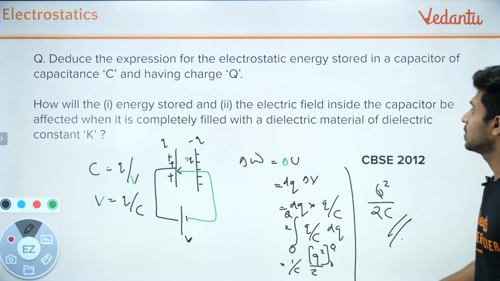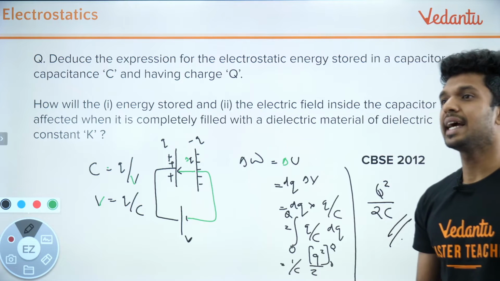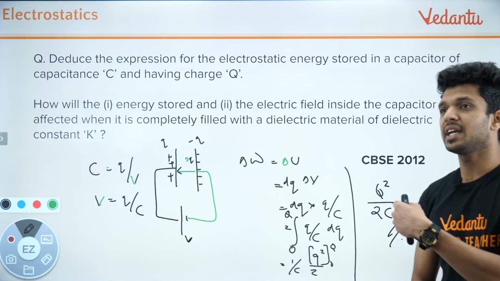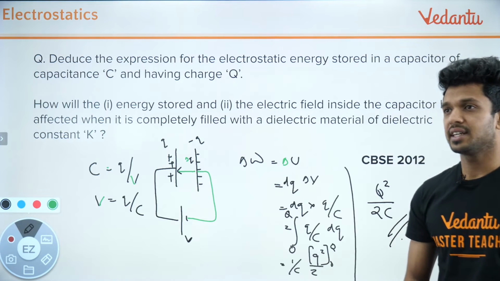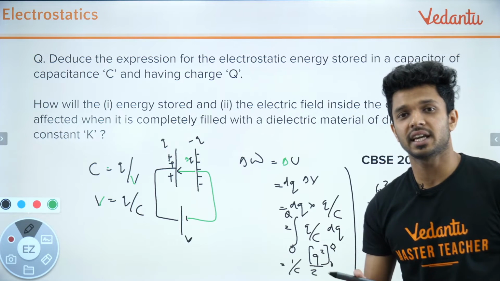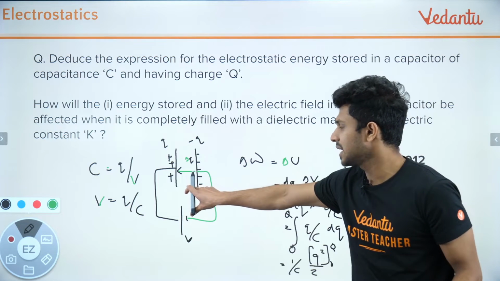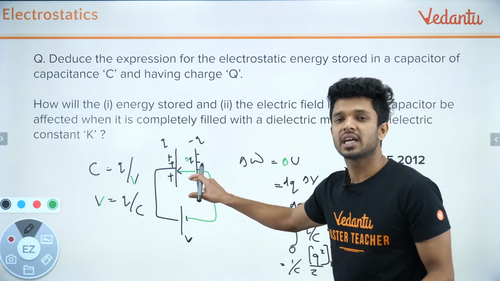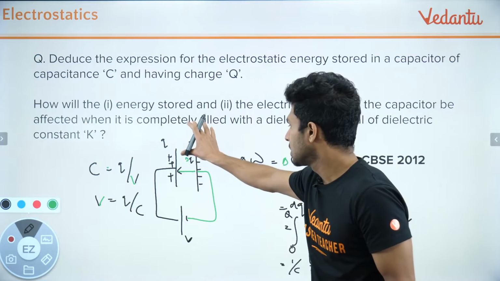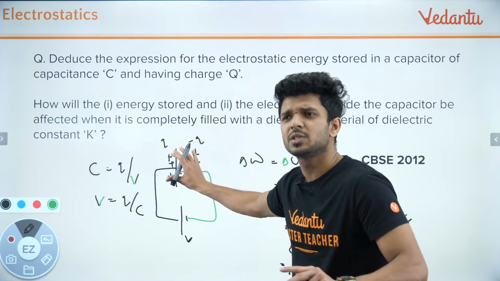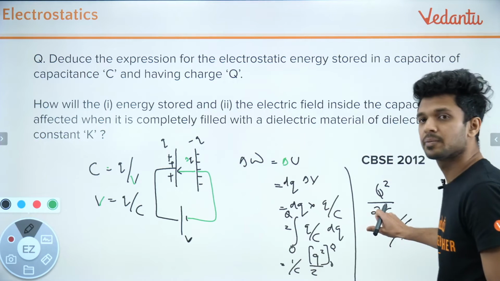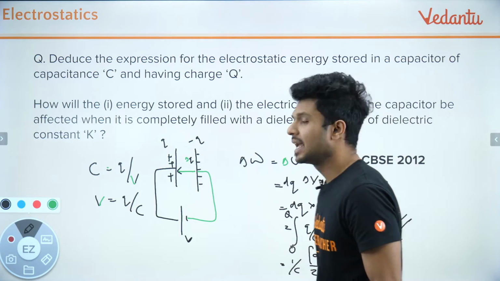Next question. Okay, what is said in the next question? How will the energy stored, which means the energy Q square by 2C, and the electric field inside the capacitor be affected when it is completely filled with a dielectric material of dielectric constant K? Which means, in between the capacitor plates I had air. If I fill this space with a dielectric, which means some other material with a value of K, how will this energy change? And what will be the change in the electric field also?